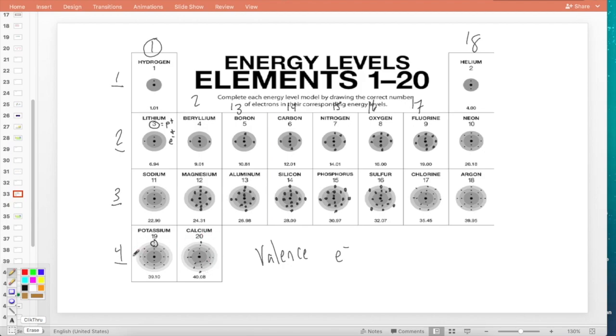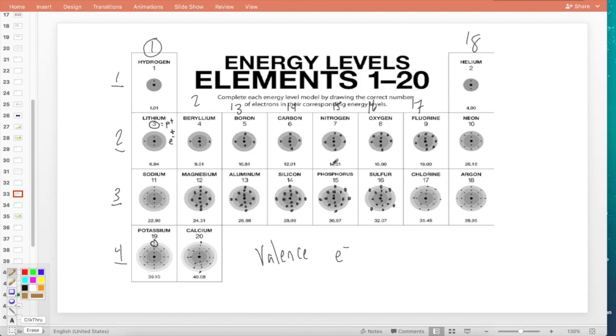Calcium has 2 in the 4th energy level. Magnesium has 2 valence electrons in the 3rd energy level. Beryllium has 2 valence electrons in its outermost energy level too. Boron and aluminum have 3. Carbon and silicon have 4.